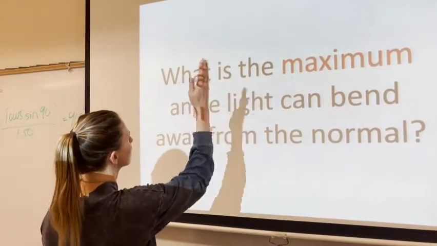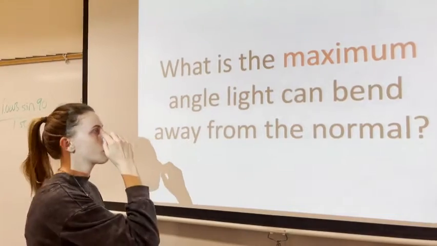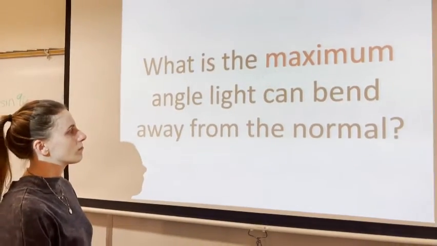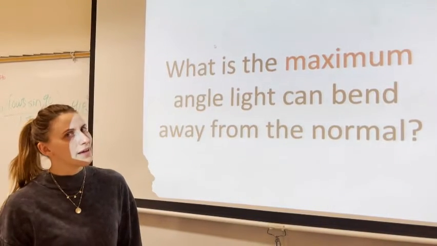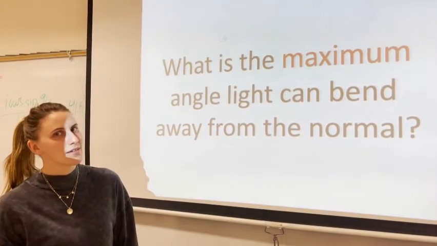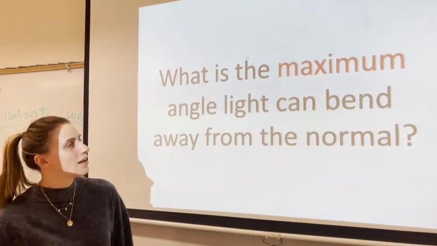Okay, what is the maximum angle light can bend away from the normal? Well, if you have a surface, the normal is 90 degrees away from the surface. If it bends more than 90 degrees, it's not refracted anymore. In fact, that reminds me of, what's the next slide?